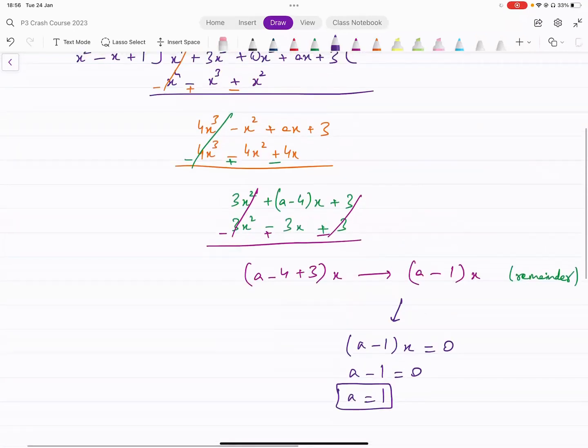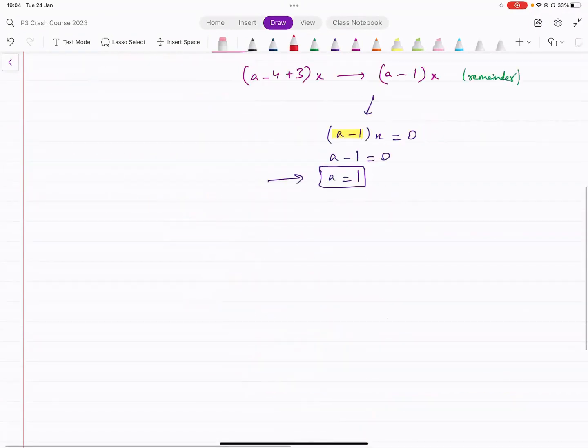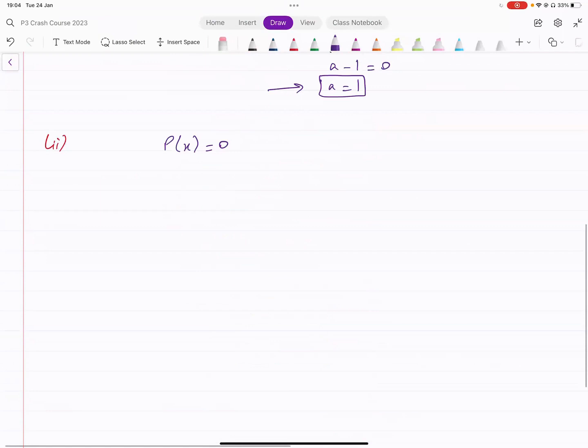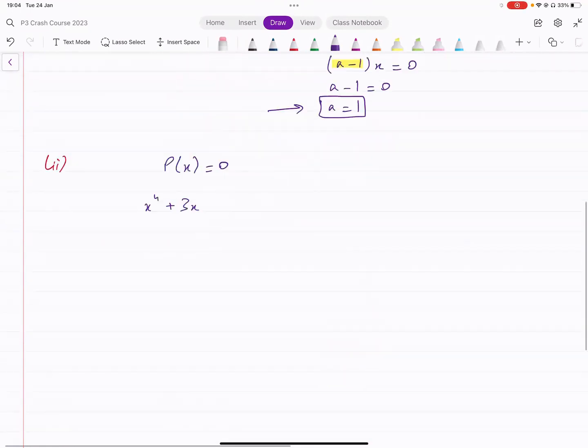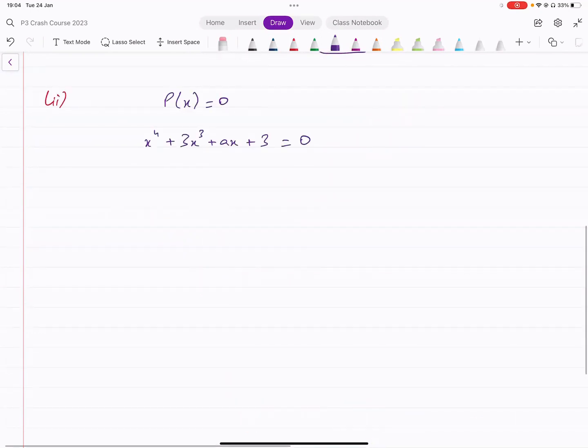Okay. Now the second part says when a has this value, find the real roots of the equation p of x equals 0. So we have to solve this equation p of x equals 0 in this case. Now what's p of x? P of x is this polynomial that we had in the first part. Let me just write that here. P of x equal to 0. The polynomial is x raised to power 4 plus 3x cubed plus ax plus 3. This is p of x. That is equal to 0. We need to solve this particular equation.